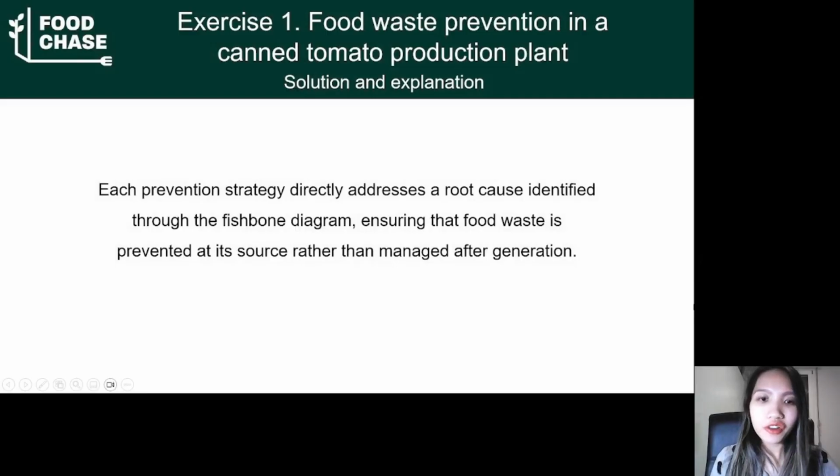So we have just concluded the practice of root cause analysis and finding solutions for waste prevention in the scenario of a tomato processing plant. It is actually a little bit long and complicated, but once you address the root cause, you can minimize the probability of waste generation.